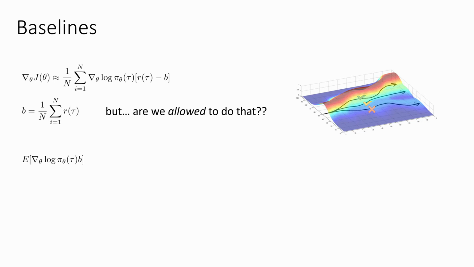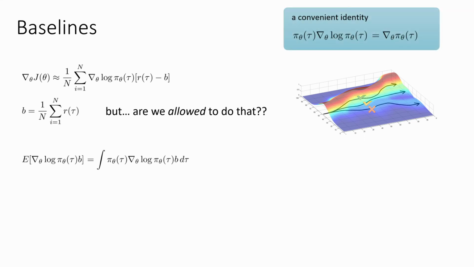How are we going to prove that? We're going to analyze this new term that we've added. Using the distributive property, we get grad log pi times r minus grad log pi times b. Let's analyze the grad log pi times b term. We have an expectation over tau on the outside. What is the expectation of grad log pi times b? Whenever you have an expectation and you want to know what it means, write out the actual integral or sum. So we have the integral of pi(tau) grad log pi(tau) b.